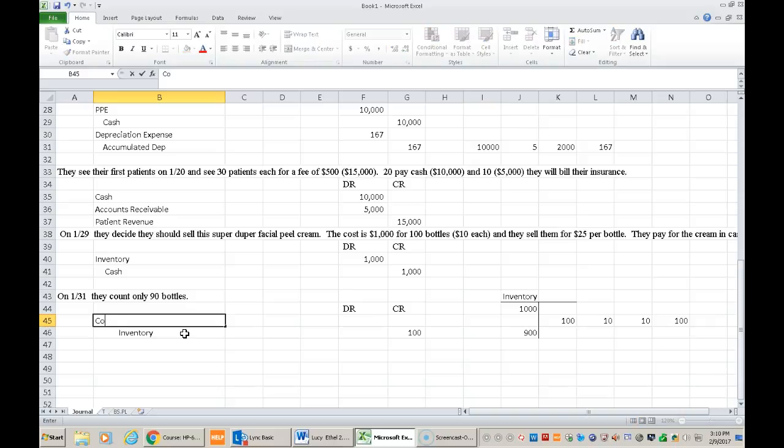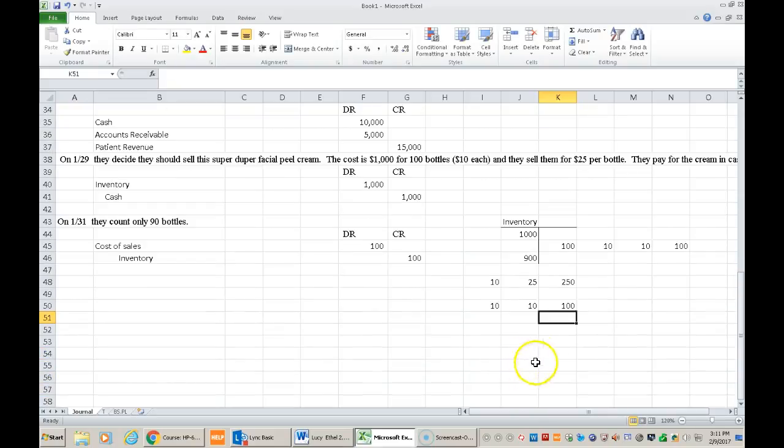Well, we would have cost of sales, $100. So essentially what we're saying is that we had 10 bottles, we sold them for $25 a bottle, and we had the 10 bottles that cost $10 each, so that cost us $100. So in essence, we need to do journal entries that will show that we have $150 of income here.